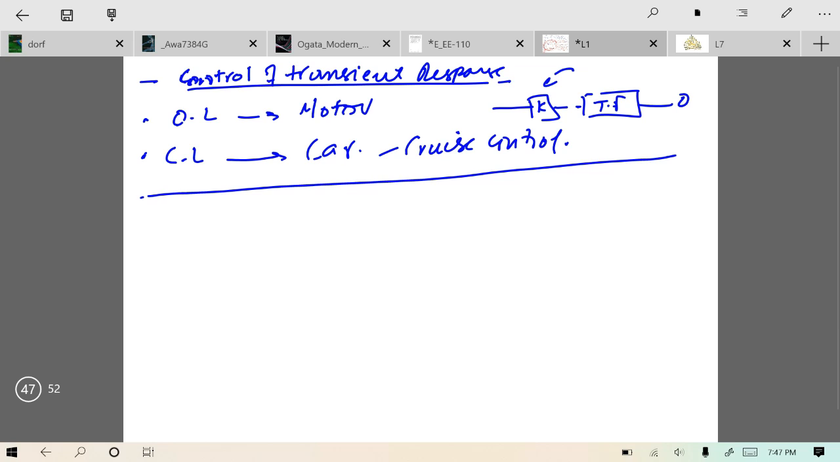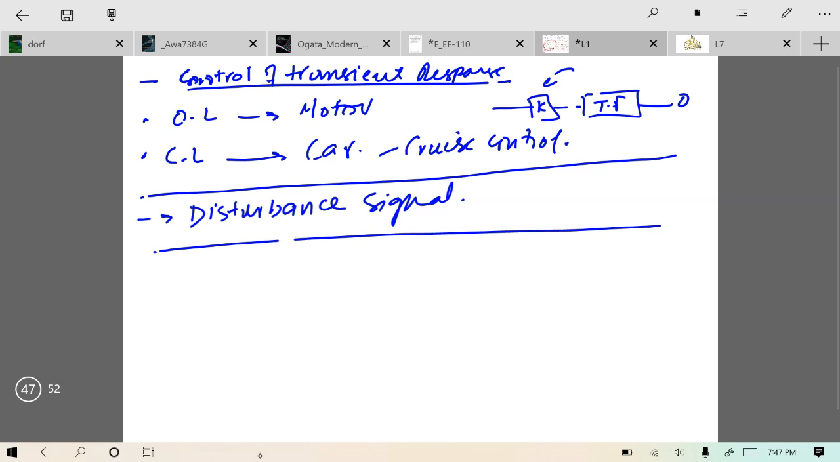So after control of transient response, we can also see that the disturbance signal obviously is more absorbed in your feedback path. In your closed loop systems, we have just learned that the closed loop systems are less sensitive, and obviously the disturbances which come all along in the process can be absorbed or can be ignored, or they have less effect on the output of the system in case of closed loop system.